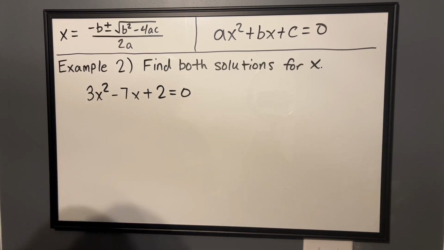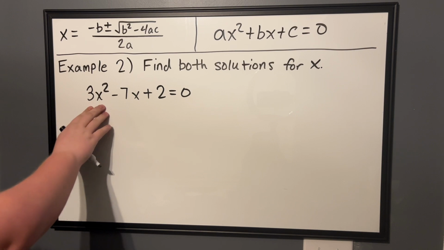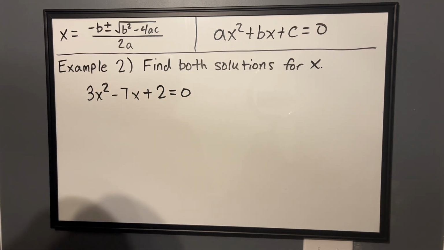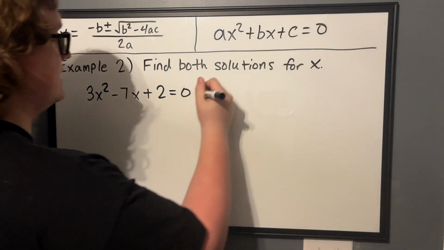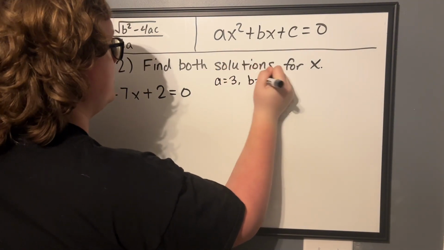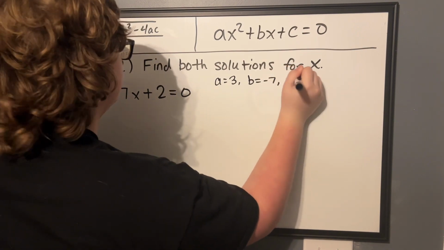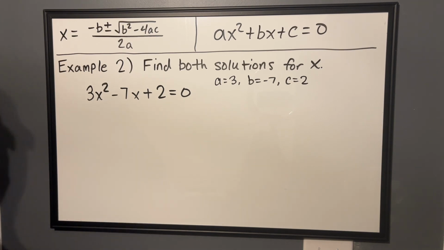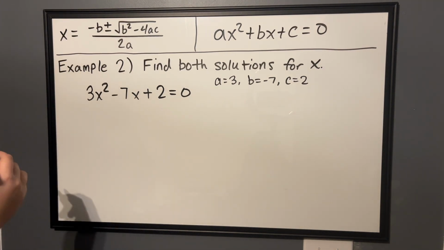Okay, so here we have example number 2. And again, we want to find both solutions for x, but this time it's 3x squared minus 7x plus 2 equals 0. Now again, we're going to want to write down what a, b, and c are. So a is going to be equal to 3, b is going to be equal to minus 7, and c is going to be equal to 2, right? Using the standard form, using the numbers that we have right here. So now we want to go ahead and try to plug into our quadratic formula.